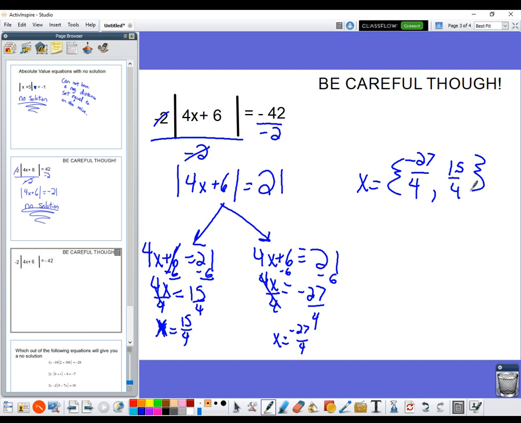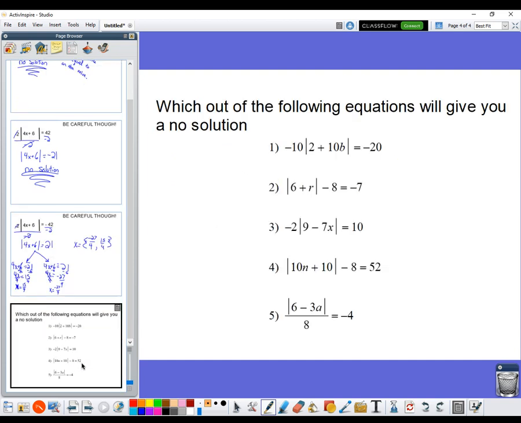Very, very important is that we isolate the absolute value first, then we judge if it is a no solution or if I could break it up into two different equations. So isolate first, then judge. This slide says, which of the following equations will give you a no solution? Equation 1, equation 2, 3, 4, 5.